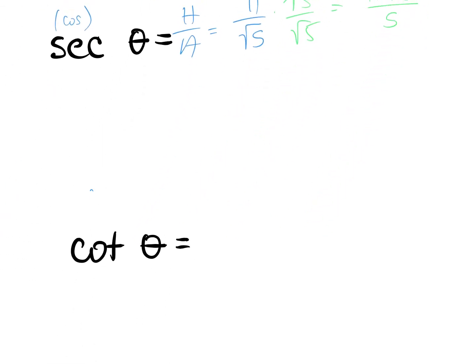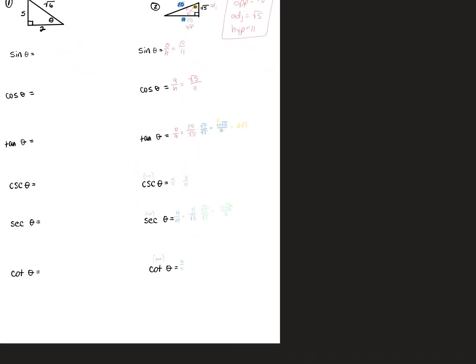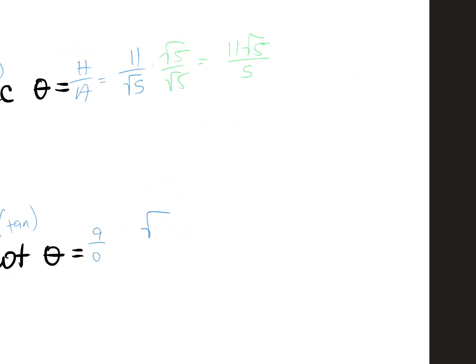And now we have cotangent. The reciprocal of cotangent is tangent, right? So instead of opposite over adjacent, it's adjacent over opposite. So what over what? Square root of 5 over 10. Can I simplify anything? No. Guys, the square root of 5 is not the whole number 5. You can't simplify the square root of 5 over 10. It just stays just like that. Any questions?